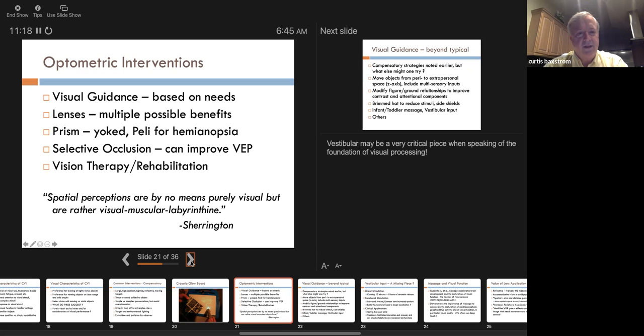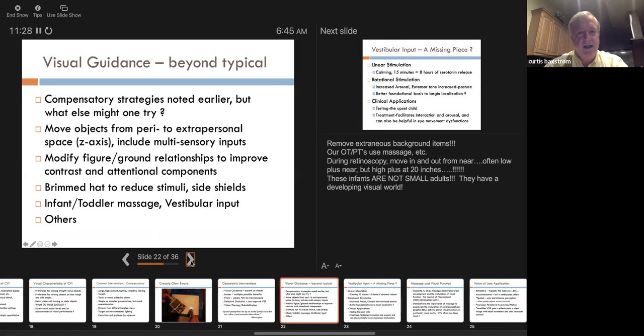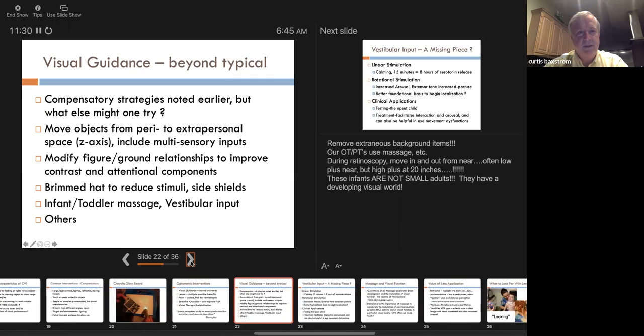Sherrington said spatial perceptions are by no means purely visual, but are rather visual, muscular, and labyrinthine, talking about the motor and vestibular system all the way throughout this task. And that's again why we're looking at the multidisciplinary aspect. So our guidance, we want to make sure that our compensatory strategies that we noted earlier, but what else might one try? Remember, working in and out of space, beyond arm's length, back into that.